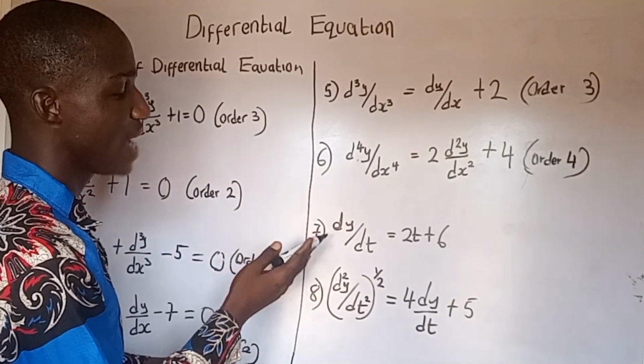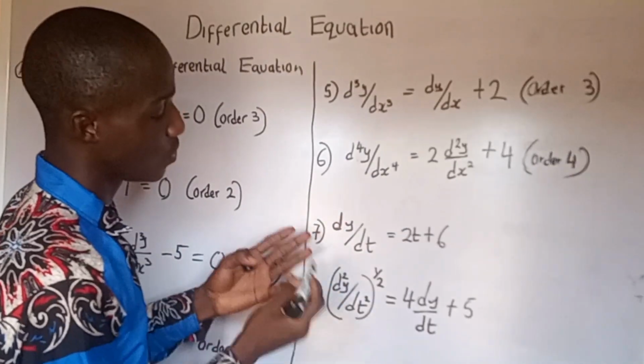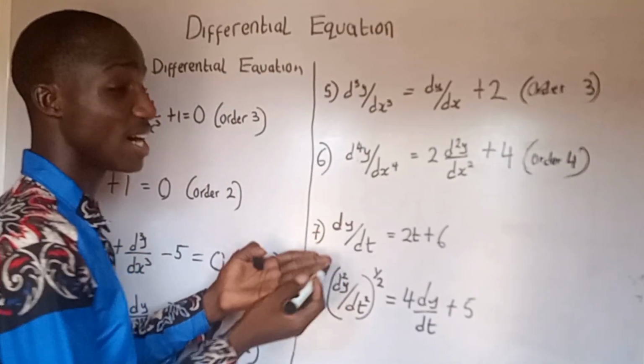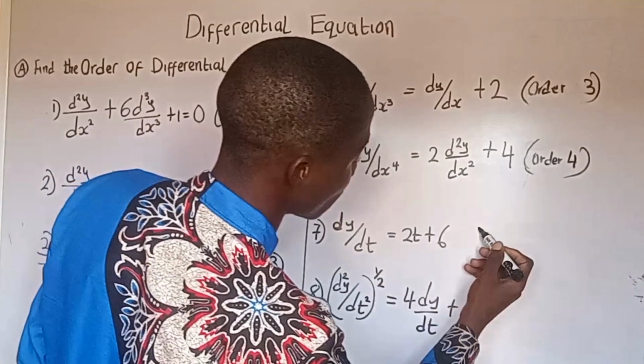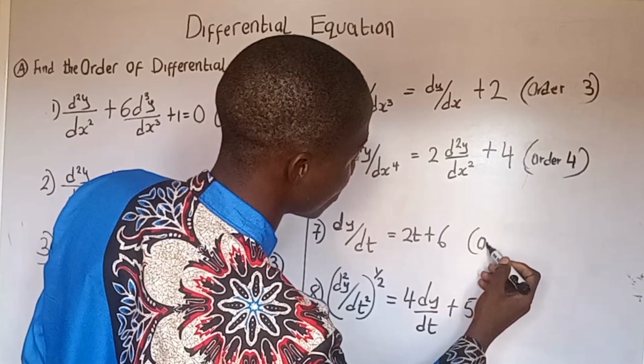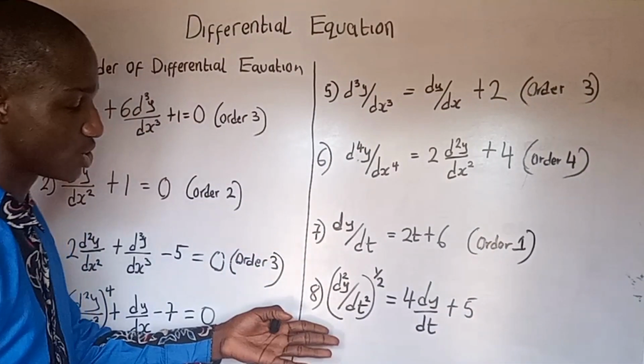I have here dy/dt = 2t + 6. The order here is 1 because this signifies that this equation has been differentiated only 1 time. So the order is 1. Now let's proceed to question number 8.